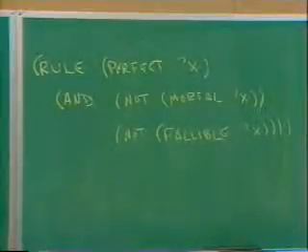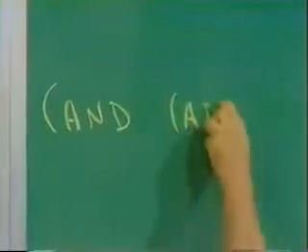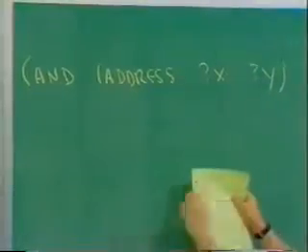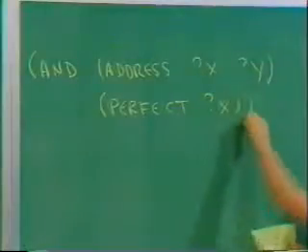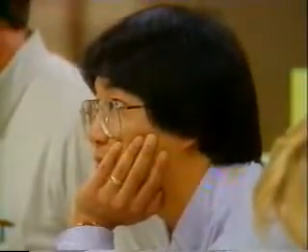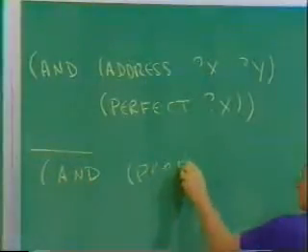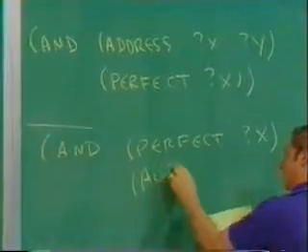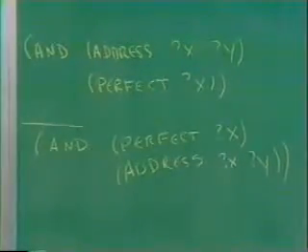And now what we're going to do is ask for the address of all the perfect beings. So, and the address of X is Y, and X is perfect. Okay, so what we're generating here is the world's most exclusive mailing list. Right, for the address of all the perfect beings. We might have typed this in, or we might type in this. We'll say, and perfect of X, and the address of X is Y. Well, suppose we type all that in, and we try this query.